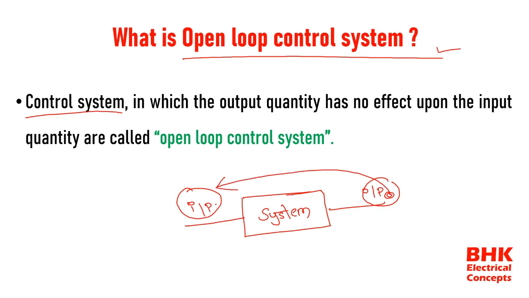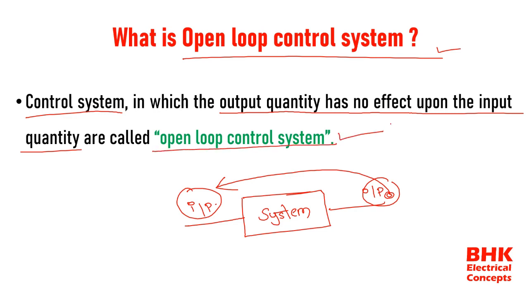So this type of system we are calling an open loop control system. This output is not going to affect the input. That is the reason why the definition of an open loop control system is: the control system in which the output quantity has no effect upon the input quantity is called an open loop control system.